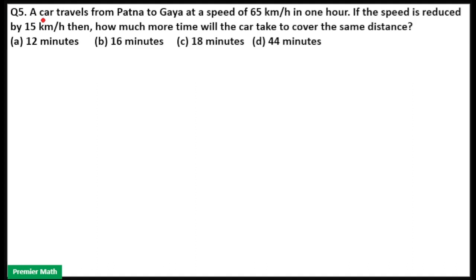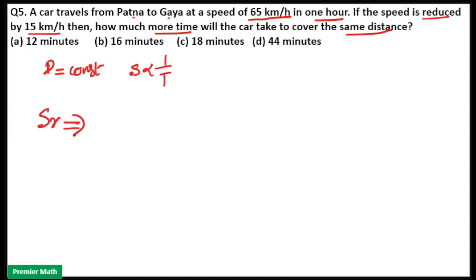Next is question number 5. A car travels from Patna to Gaya at a speed of 65 km per hour in 1 hour. If the speed is reduced by 15 km, then how much more time will the car take to cover the same distance? Here, distance is constant because he is traveling the same distance in both cases. So if distance is constant, that means speed is inversely proportional to time. So, when distance is constant, take the speed ratio.